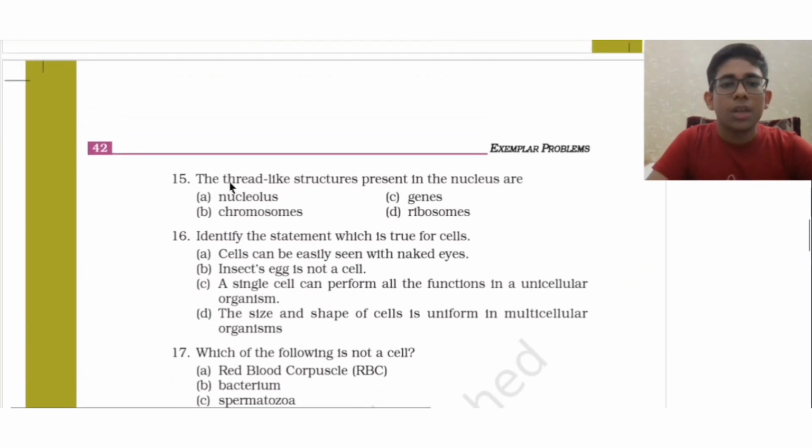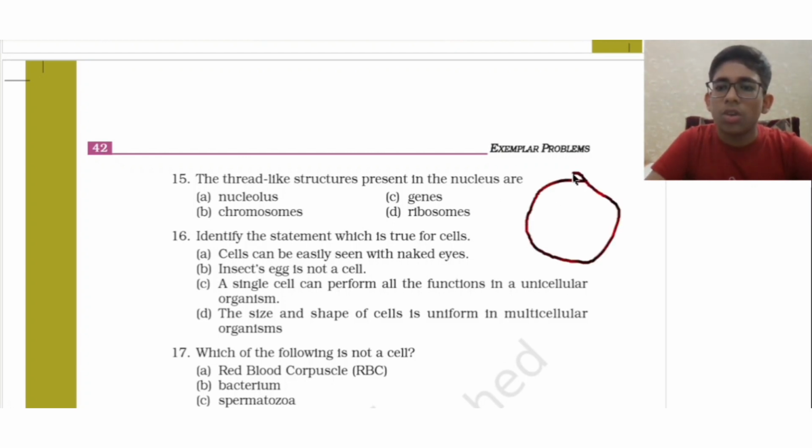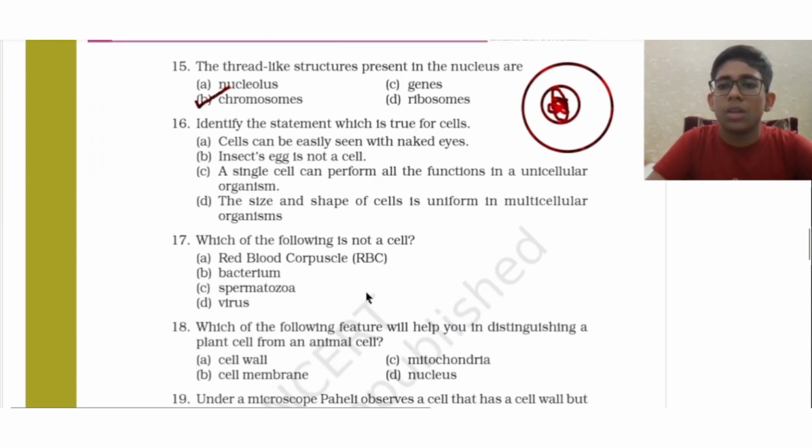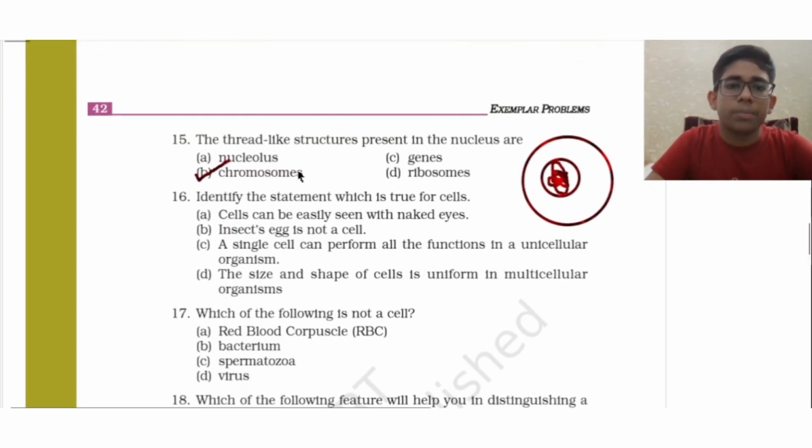Question number 15. The thread-like structures present in the nucleus are. So in this structure of cell, there is a nucleus and in that nucleus there is something in condensed form, chromatin, and that chromatin is the condensed form of chromosomes. So by this information we know that the correct answer is chromosomes. Nucleolus is not a thread-like structure, it is a circular structure. Ribosomes are not present inside the nucleus, and the genes are in the chromosomes, not directly in the nucleus.